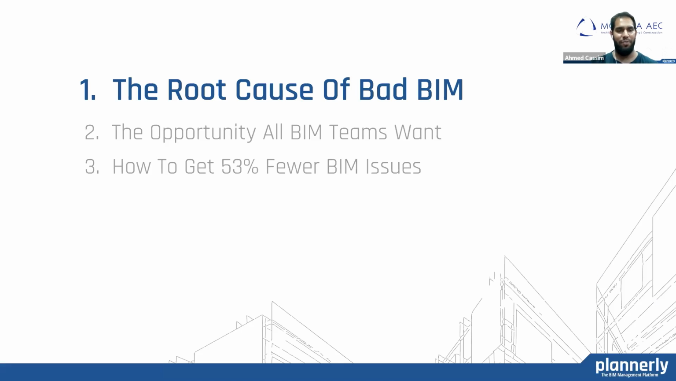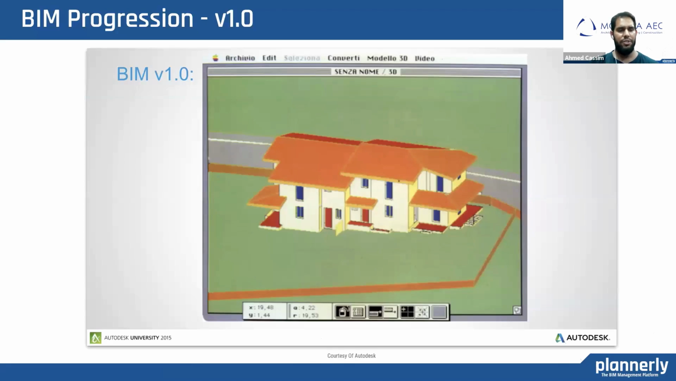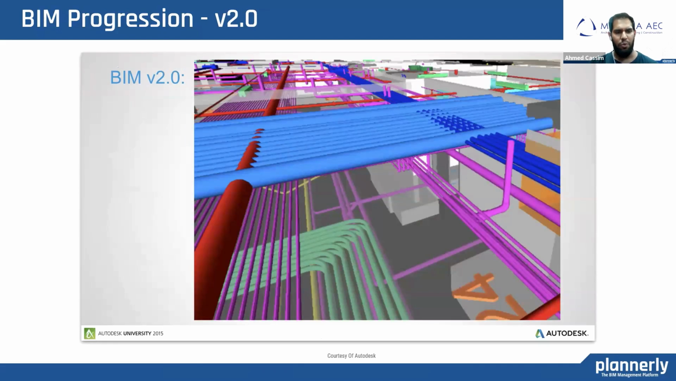So let's go to the first one, which is the root cause of bad BIM. In 2015, Plannly was chosen to be a part of a team at Autodesk University, BIM version 1.0, which was started by building 3D models. And then there was 2.0, where these models were put together and finding issues and problems. And now there are more users for BIM and more people using BIM.